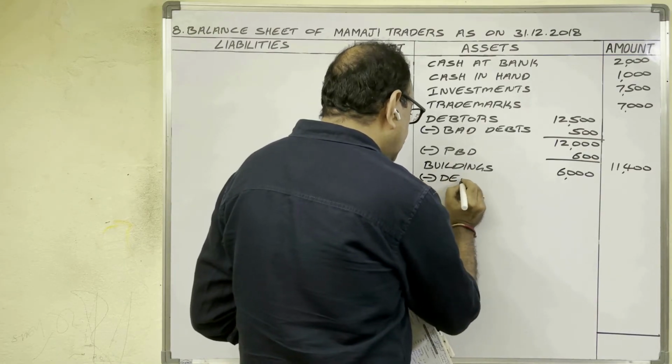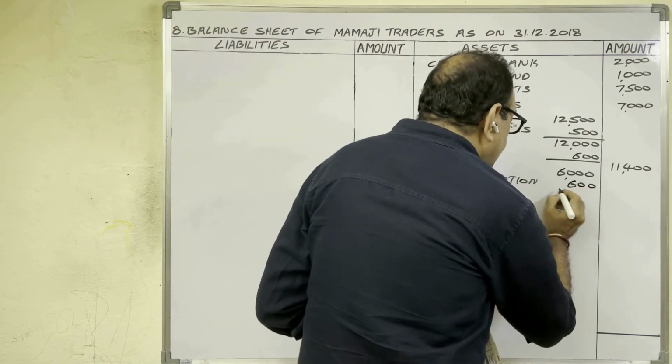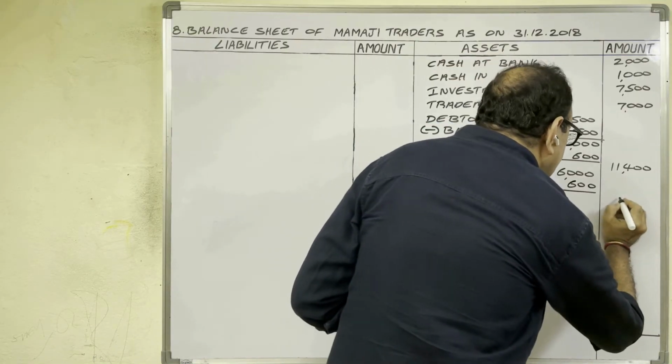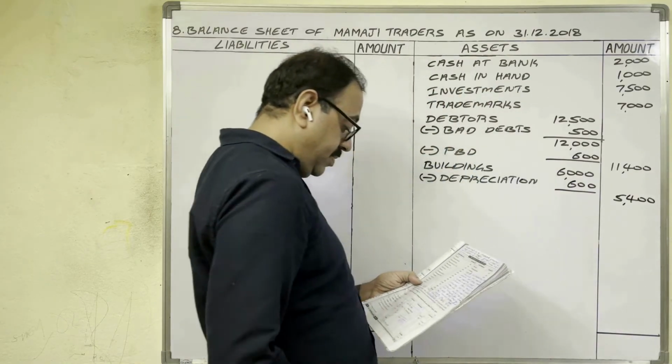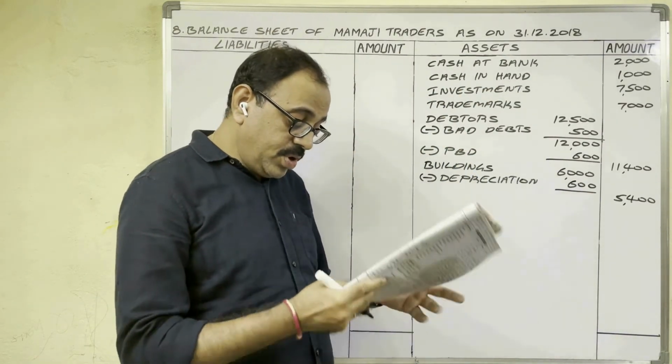Discount, insurance, buildings, asset 6,000 rupees in the inner column because a depreciation adjustment is there. Depreciation we have to subtract. In the profit and loss account we calculated 600 rupees. The remaining amount in the outer column is 5,400 rupees. Debit column completed. Come to the credit column.